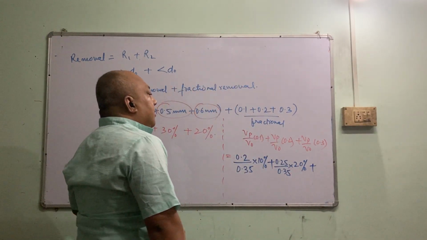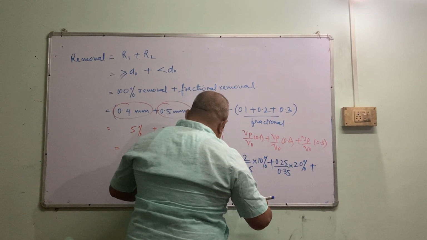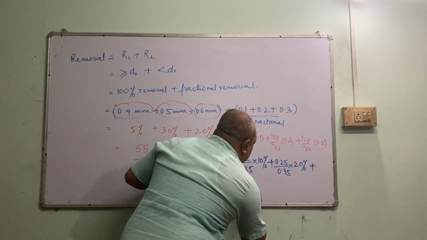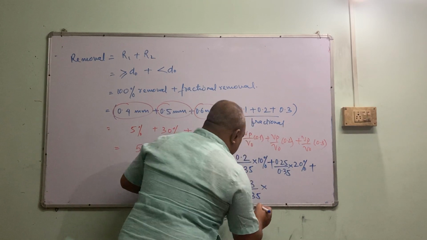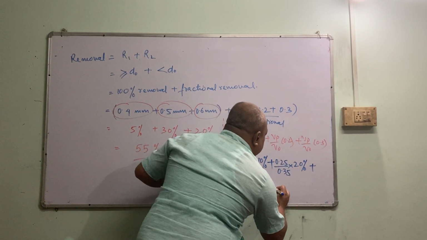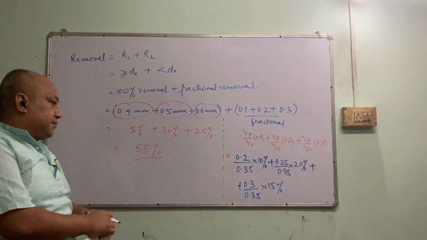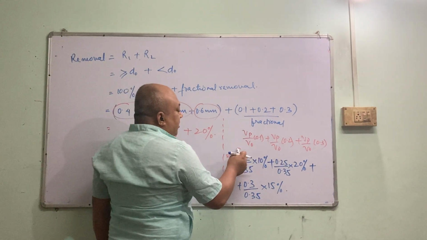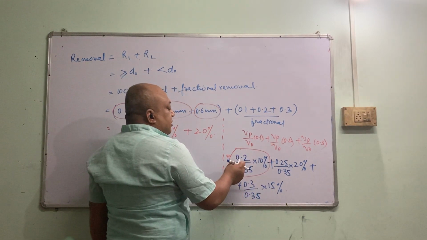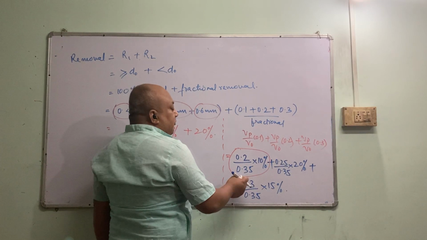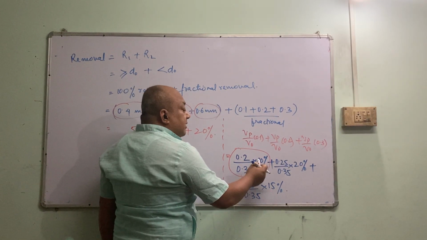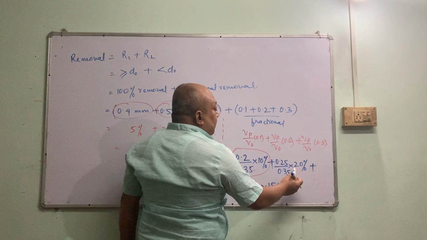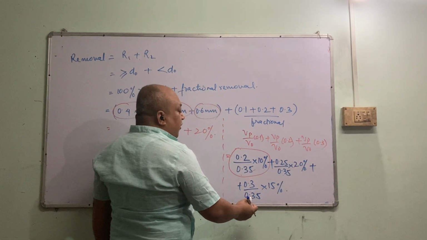Plus, the settling velocity of 0.3 mm is 0.3. Settling velocity is 0.3 divided by 0.35 into how many percentage? It is 15%. Okay. Now you see here, for the 0.1 mm, the fractional removal will be this much. Settling velocity of the particle divided by the design velocity into how many percentage of the particle? 10%. Similarly, settling velocity 0.25 divided by 0.35 design value into 20% incoming. Settling velocity 0.3 by 0.35 into 15%.